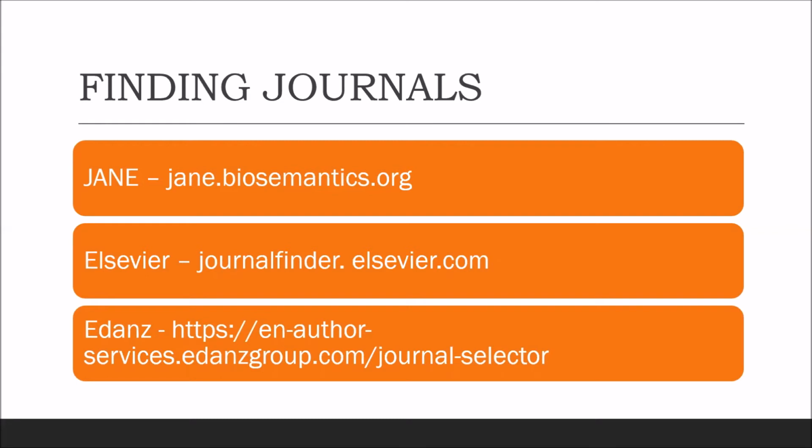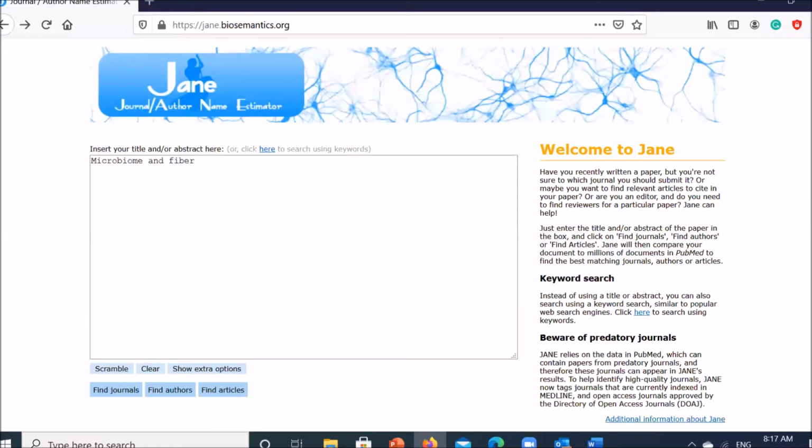I have checked all of them, but we mostly use Jane. Jane comes from the spelling: it is Journal Author Name Estimator. And this is the page that we have. You have here the address where you can find this, jane.biosemantics.org. And then you just put the title of your abstract there, or you can even put the abstract if it's a short one.